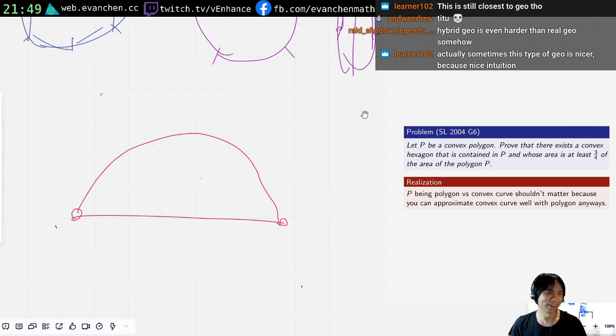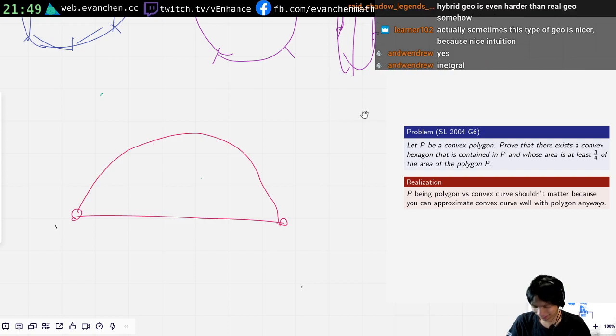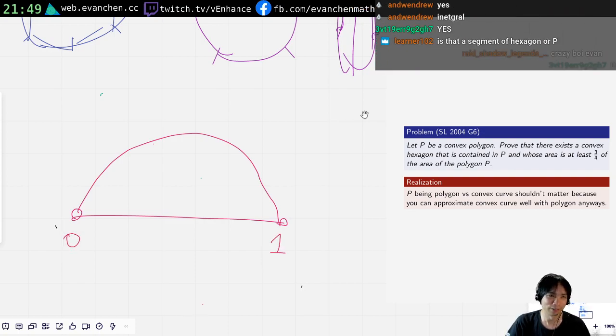Do you guys want to try the integral thing? I actually want to try the integral thing now. Do you guys want to try the integral thing? Yes? Alright, let's just try it. And if it works, it'll be hilarious. And if not, I want to see why it doesn't work.